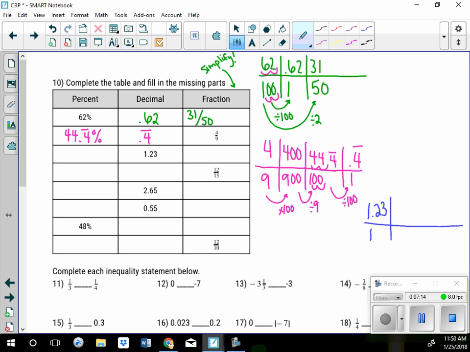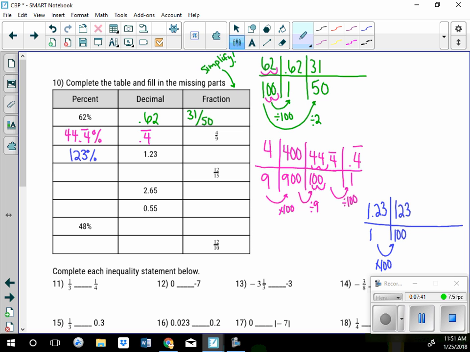I want to get this to be a percent. What do I need to do? Multiply by 100. So I now have 123%. And that makes sense, guys. It's going to be bigger than 100% because this decimal is greater than 1.